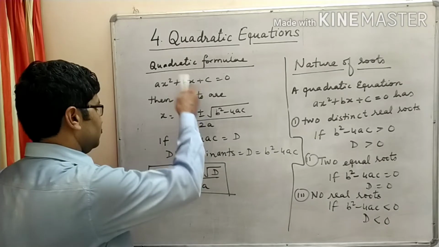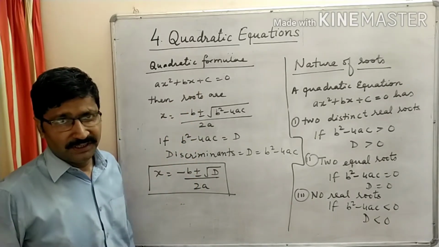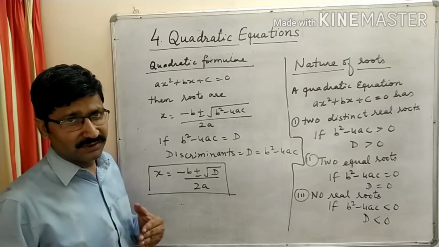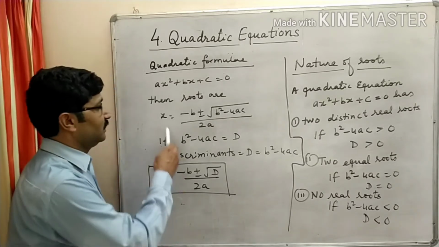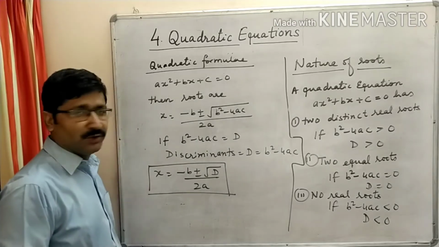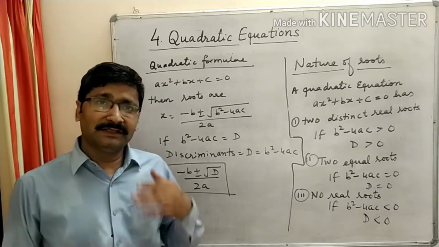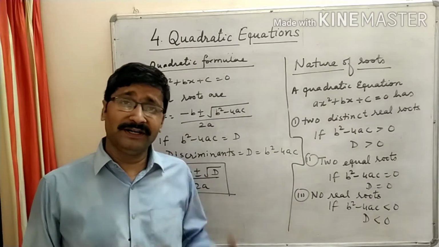Look here, this equation is given: ax square plus bx plus c equal to 0. For this equation, the roots are given by the quadratic formula: x equal to minus b plus minus root b square minus 4ac upon 2a. This is the quadratic formula. If anywhere you have an exam question that says solve by the quadratic formula, you will use this formula.